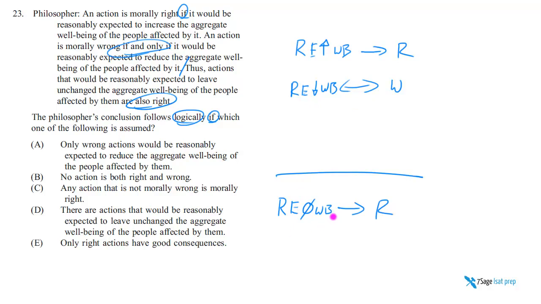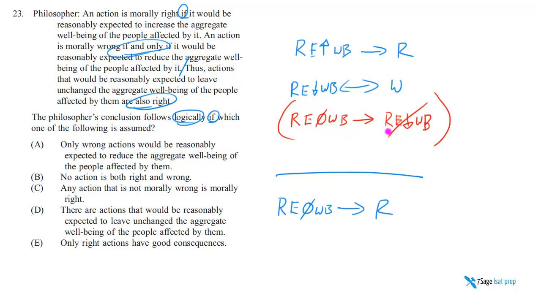So one thing you have to understand is that the LSAT does expect you to be able to draw conclusions from things that they consider obvious. So here, this idea right here, actually, I'll just start writing in a different color. This idea here, if you're reasonably expecting to leave unchanged the well-being, then that means you are not reasonably expecting to reduce the well-being. I think this is a very self-evident relationship. If we're leaving something unchanged, then we're certainly not reducing it. Okay? So this question requires you to get this.